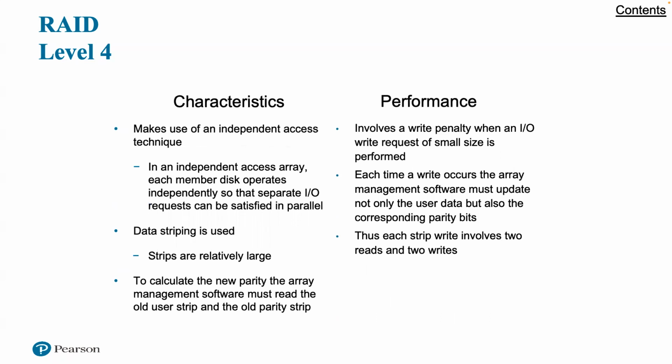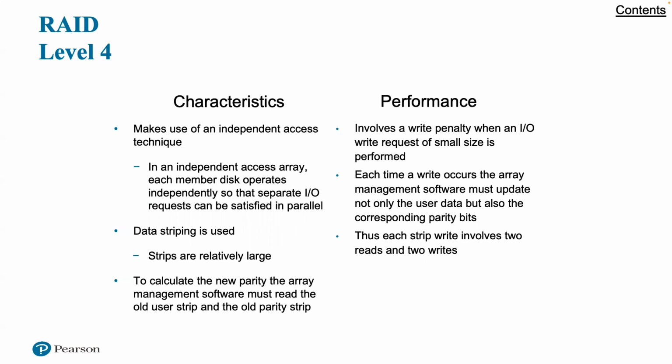Now for level 4, it makes use of an independent access technique. So these are the characteristics. As an independent access array, each member disk operates independently so that separate I/O requests can be satisfied in parallel. Data striping is used, so stripes are relatively large, and to calculate the new parity, the array management software must read the old user stripe and the old parity stripe.